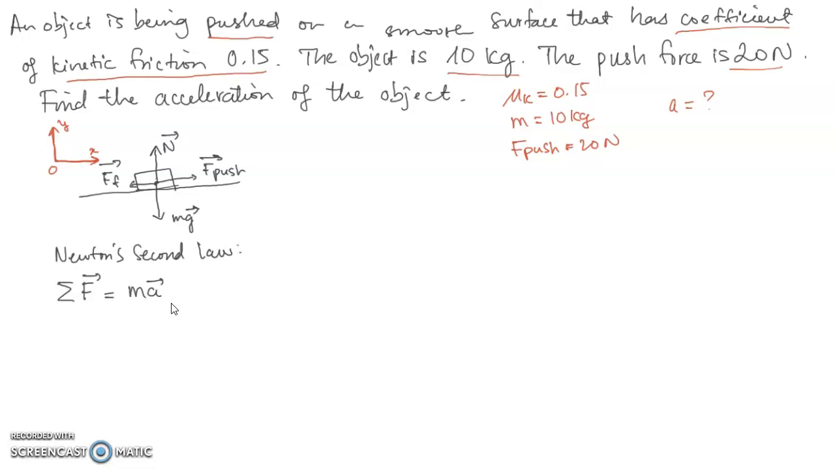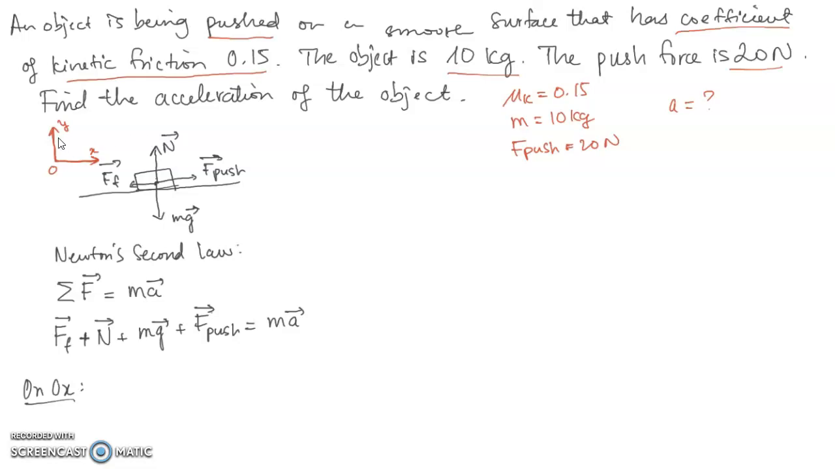Now, what are the sum of these forces? I'm just going to list it out here. We have F friction, plus normal force, plus mg, plus F push, and remember that these are vector forces, so remember their vector sign, equal to m times a. We're just going to do the same thing with finding vector components. In this case, I'll do OX first.